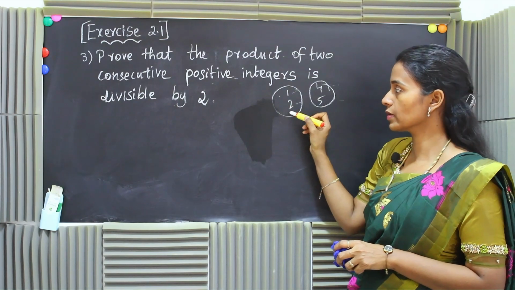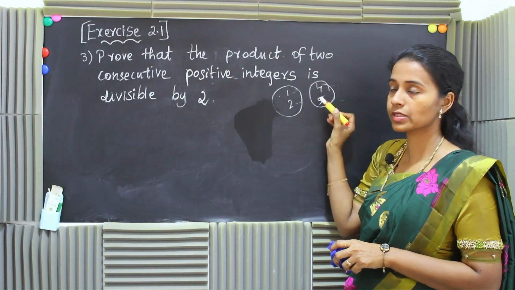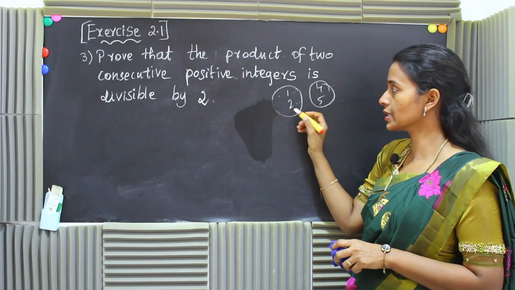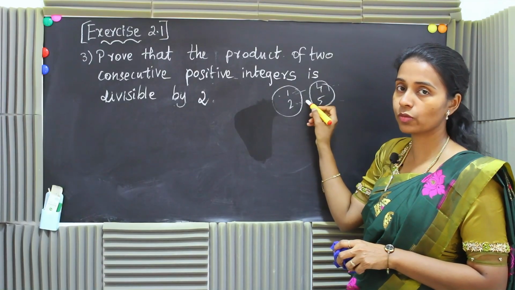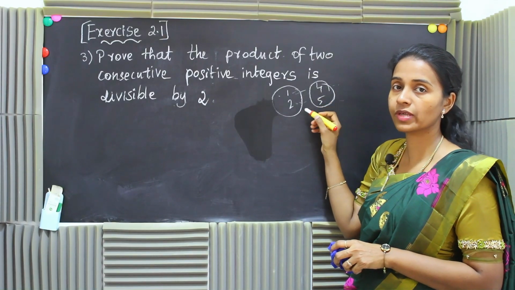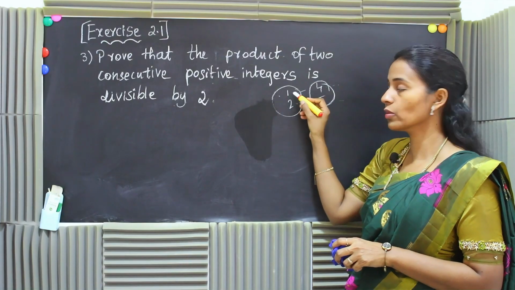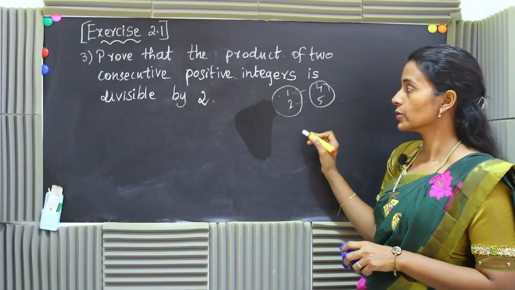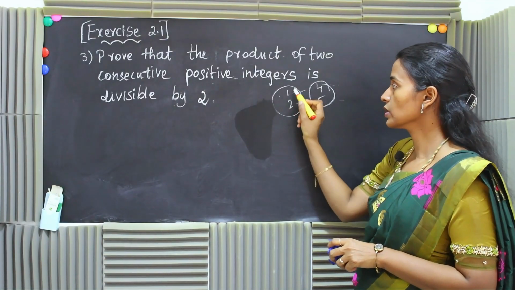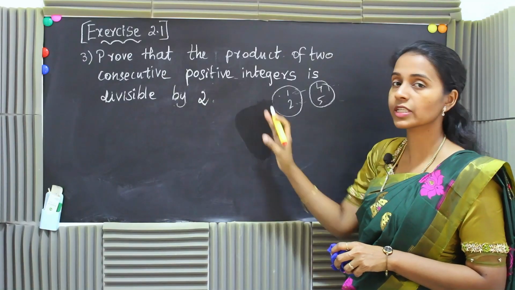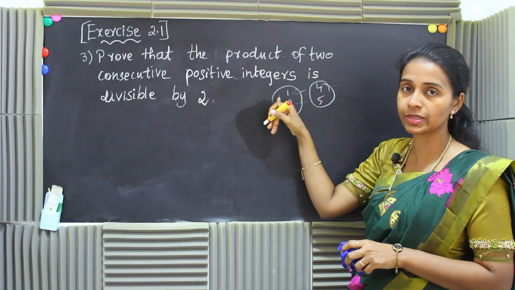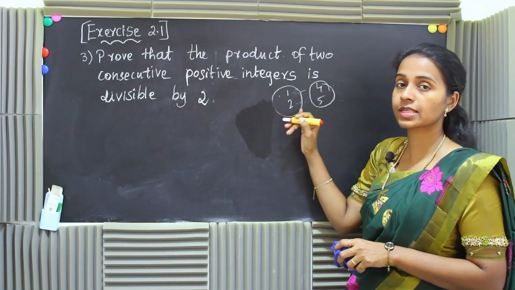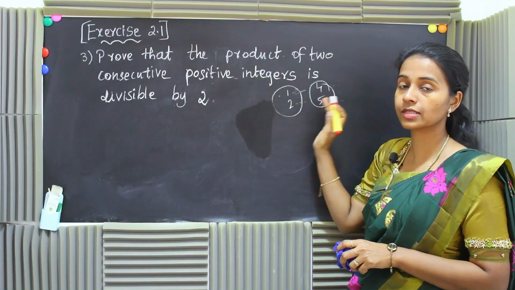So if you are considering any two consecutive positive integers, it should contain one odd number and one even number. Any number we are taking, that will contain one odd number and one even number. Okay. So in this case, we need to check both the cases. Here first number is odd. Here first number is even. In this case, we should check both the cases.